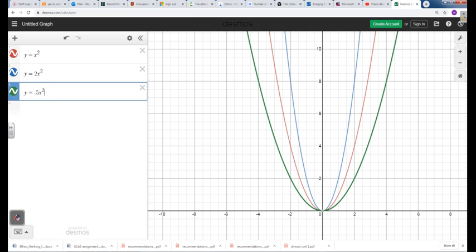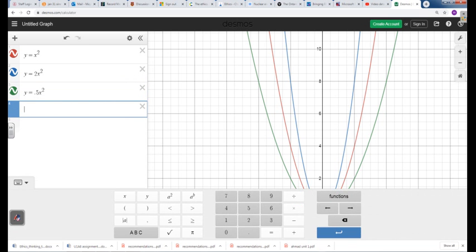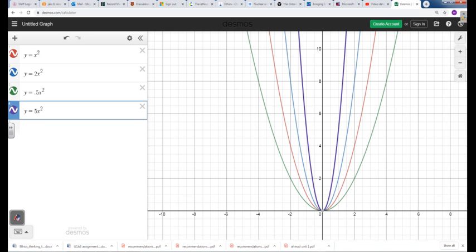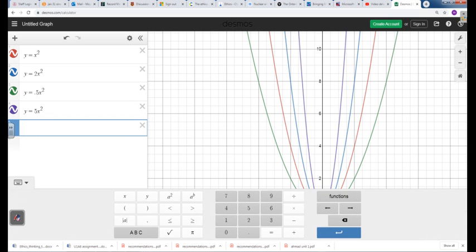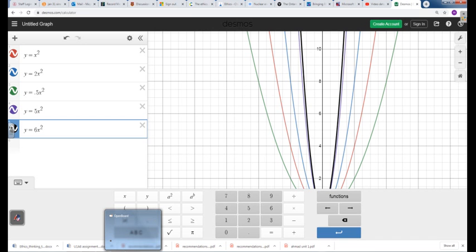Give me another value of a that's greater than 1. 5. So if I have y equals 5x squared. Look at this. It's the purple one. What do you notice? It's even narrower. Right? If I do y equals 6x squared, it's going to also be narrower. Okay? So the bigger the a value, the narrower the graph.